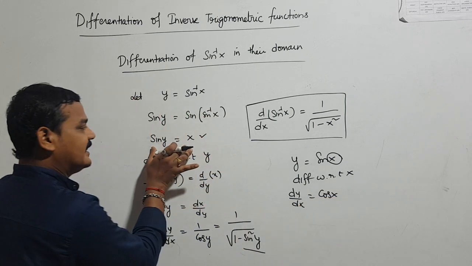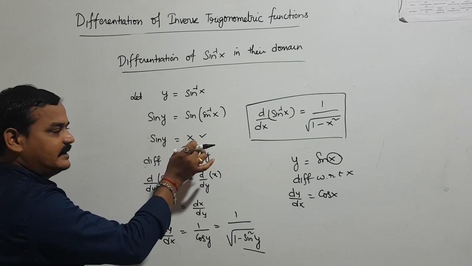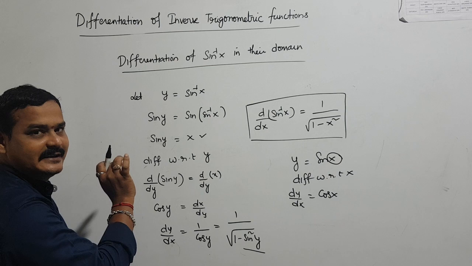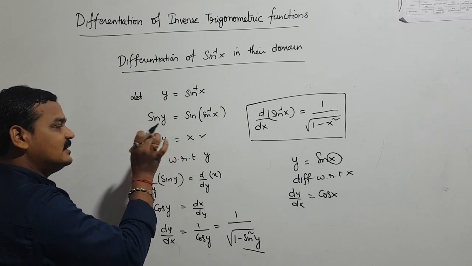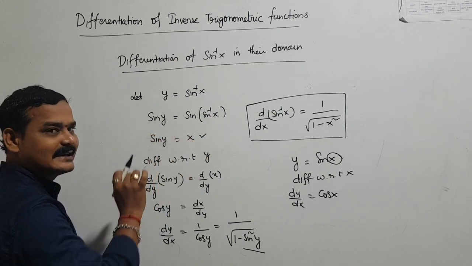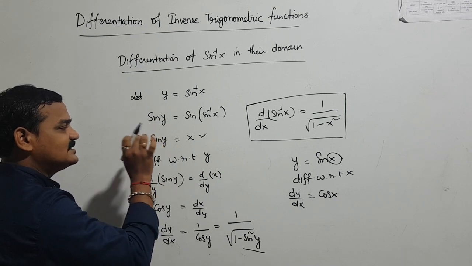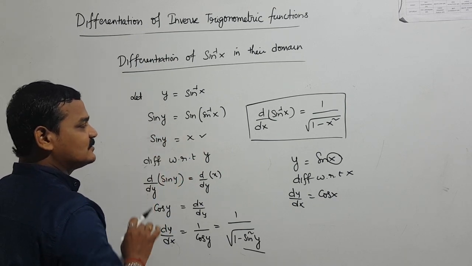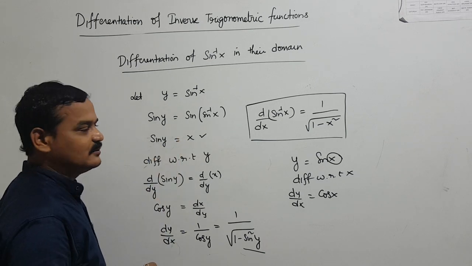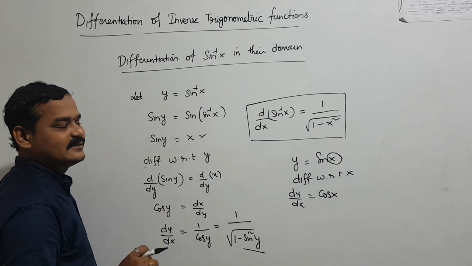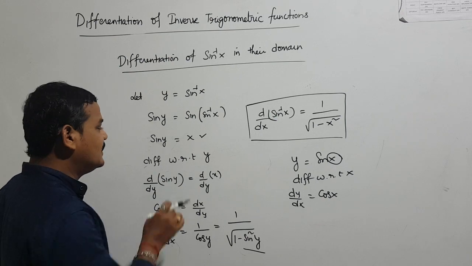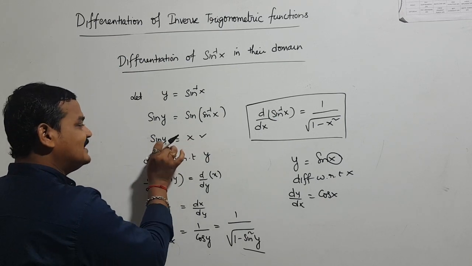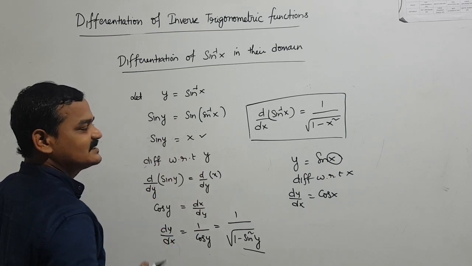But here, sin y is equal to x means x depends on y and y is independent. y is independent because if you take y values, you can get the x values. If y is equal to 30 degrees, x is equal to 1 by 2. If y is equal to 60 degrees, x is equal to root 3 by 2. If y is equal to 45 degrees, x is equal to 1 by root 2. So y is independent, x depends on y, so I am going to differentiate with respect to y.